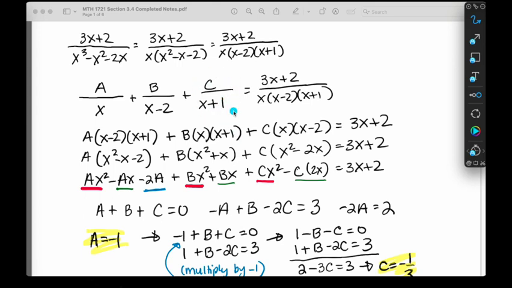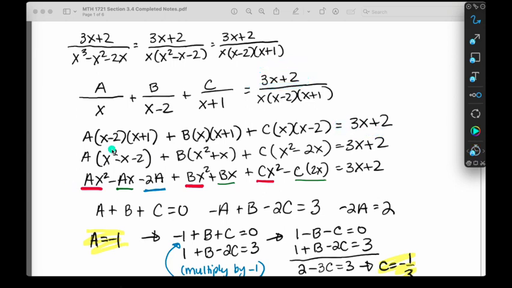Then for this last fraction here, to find a common denominator, I would multiply the top and the bottom by x and x minus 2. So in the numerator, I would have c times x minus 2. So that would be what I have in the numerator to create a common denominator. And that should be equivalent to 3x plus 2. So I'm going to set up that equation equal to 3x plus 2.